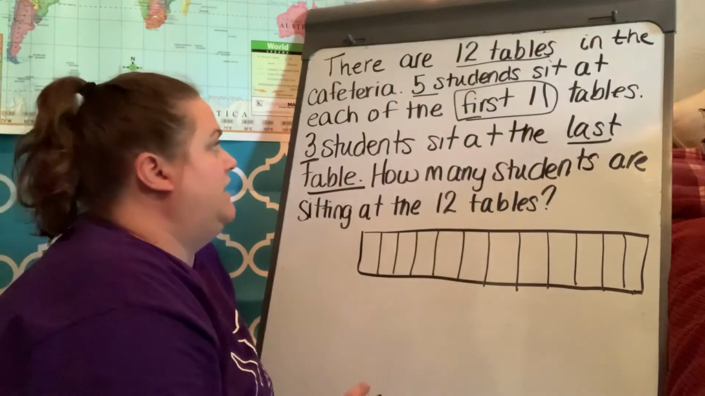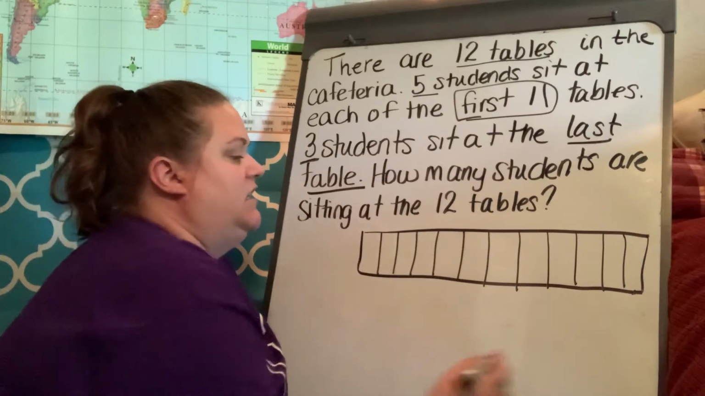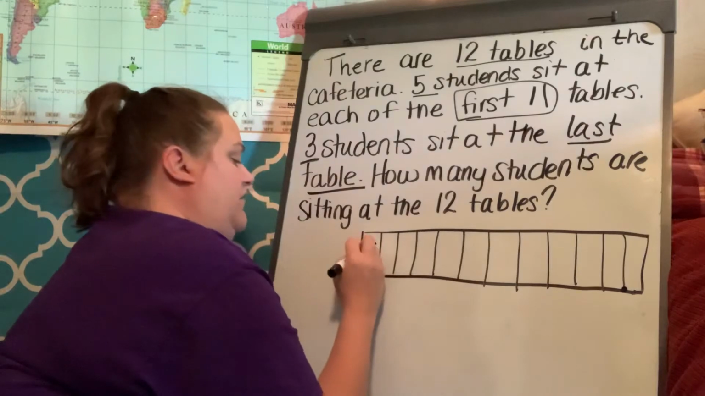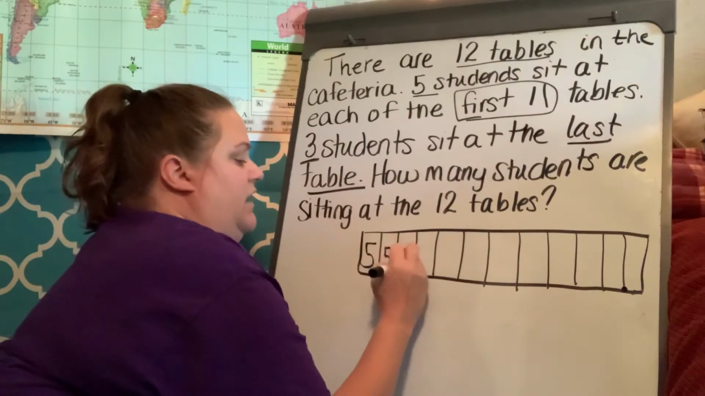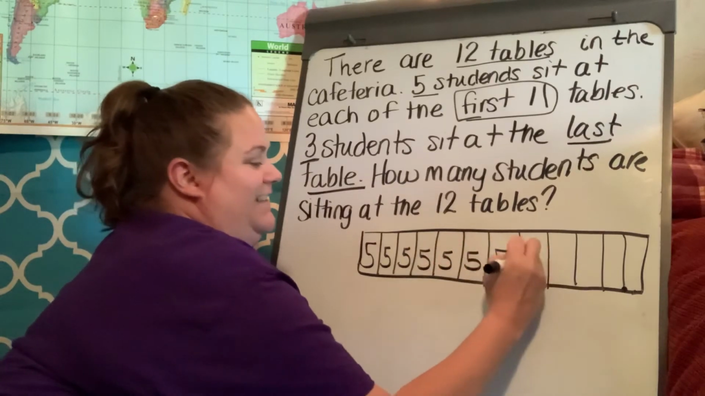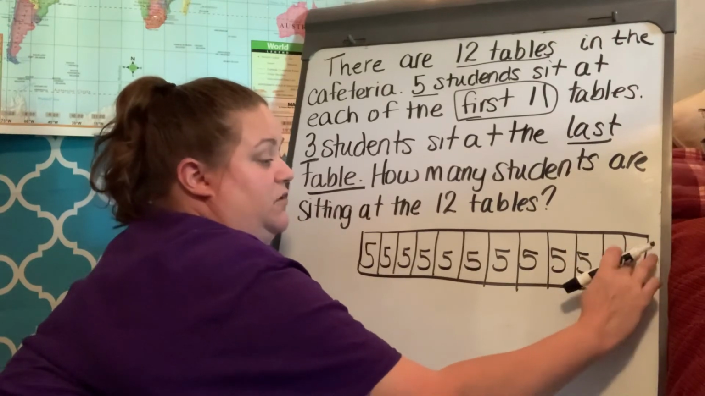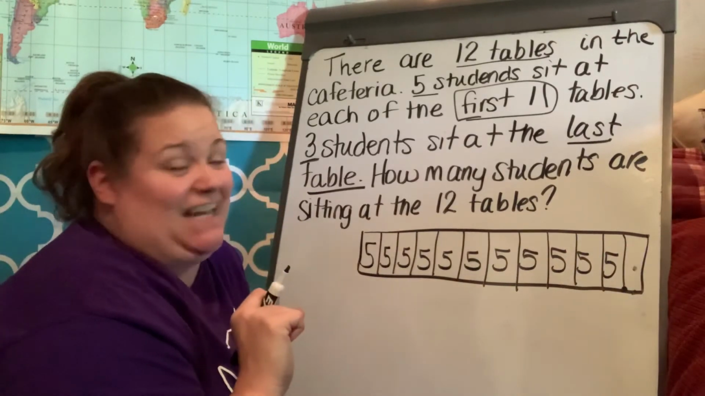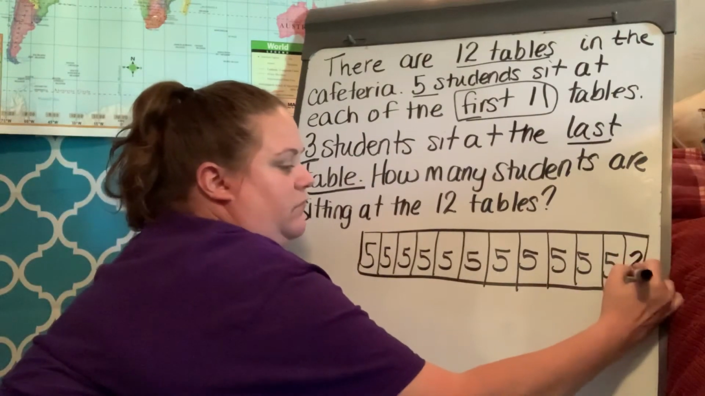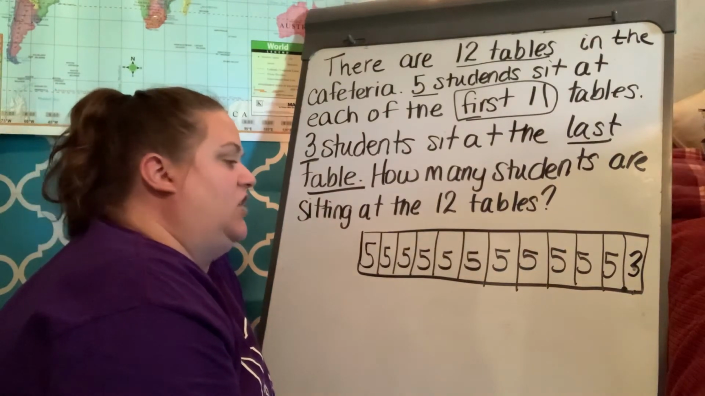So there are 12 tables in the cafeteria, and 5 students sit at each of the first 11. So I'm going to make sure I'm marking that off so I know that that's where I'm going to stop. So it's going to be 5 here, 5, 5, 5, 5, 5, 5, 5, 5, 5, 5. Oh, almost went too far because that last table doesn't have 5 kids at it. The last 3 students are at the last table. So there's that. How many students are sitting at all 12 tables?